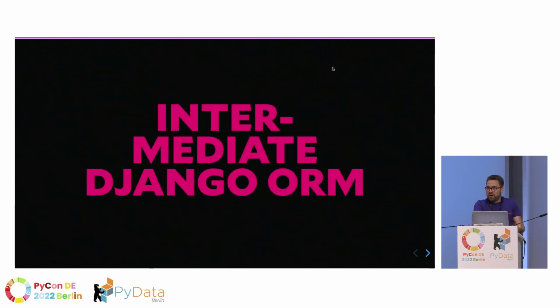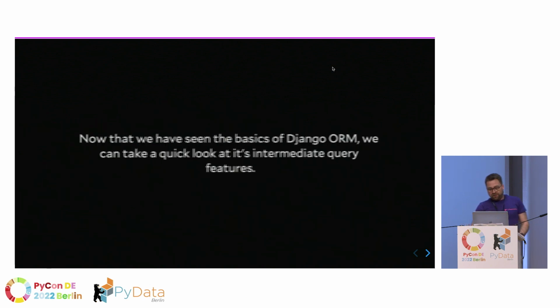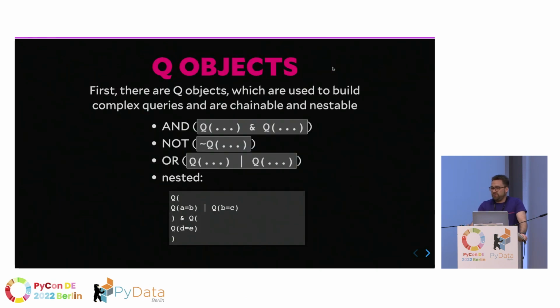So one step further is intermediate Django ORM. We would just need to introduce two more objects. The first one are Q objects. These are query objects. They work basically the same like the native arguments to the filter function. But they support Boolean operations like and, not, and or. And these query objects can also be nested. Again, this should be nothing new to most of you.